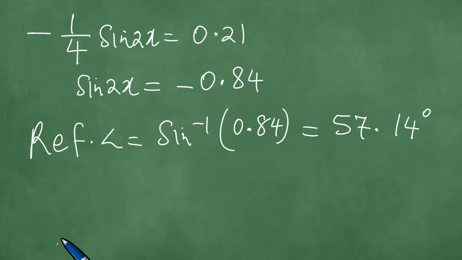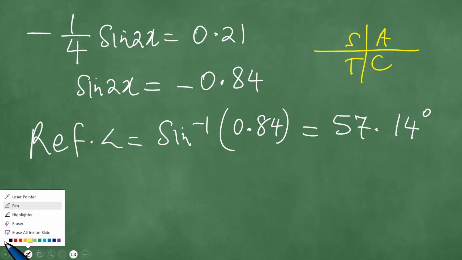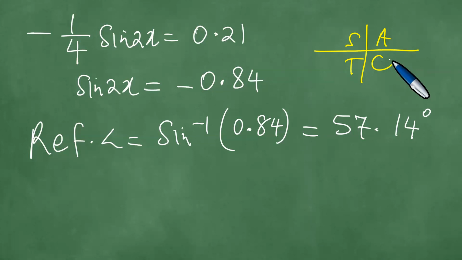Now we need to analyze this and see that at this point, in view of the CAST diagram, we have that the sign is negative in 2 quadrants, so it is certainly negative in the third and fourth quadrants, because the sign here is negative 0.84.